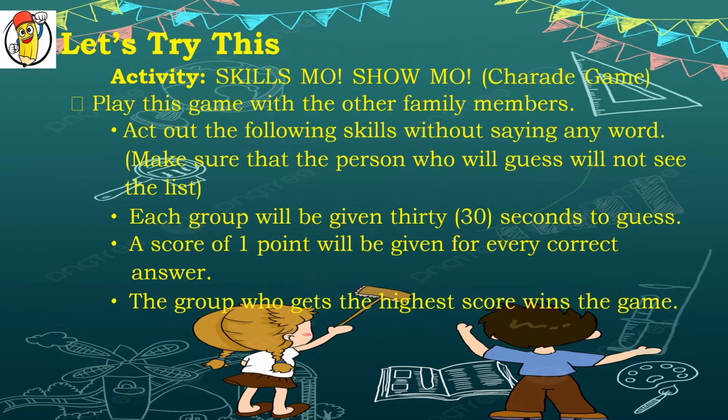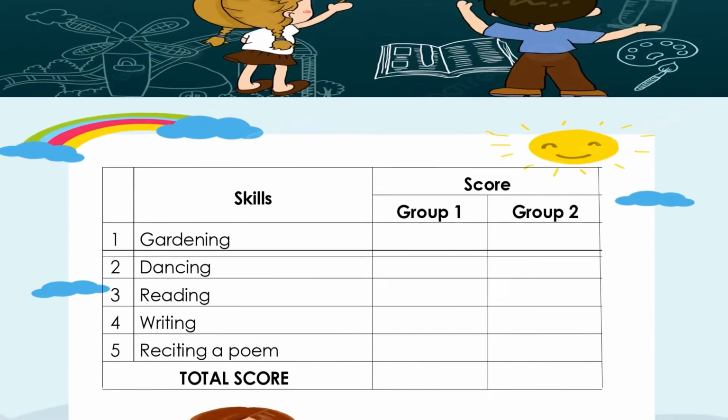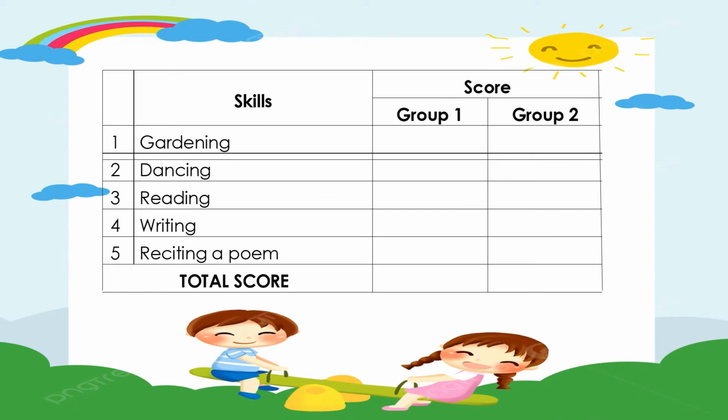For your Let's Try This activity, which is Skills Mo, Show Mo, a charade game, play this game with the other family members. Act out the following skills without saying any word. Make sure that the person who will guess will not see the list. Each group will be given 30 seconds to guess. A score of 1 point will be given for every correct answer. The group who gets the highest score wins the game. This is the table where you can put the score.